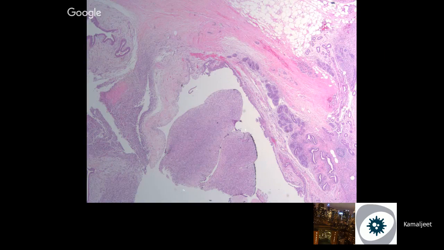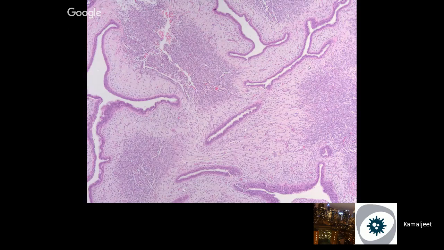So this one is a malignant phyllodes. In this low power picture, it's very cellular, with leaf-like architecture, and it is permeating into the fat at this end. There's heterogeneity in the stroma, and these areas are really cellular.